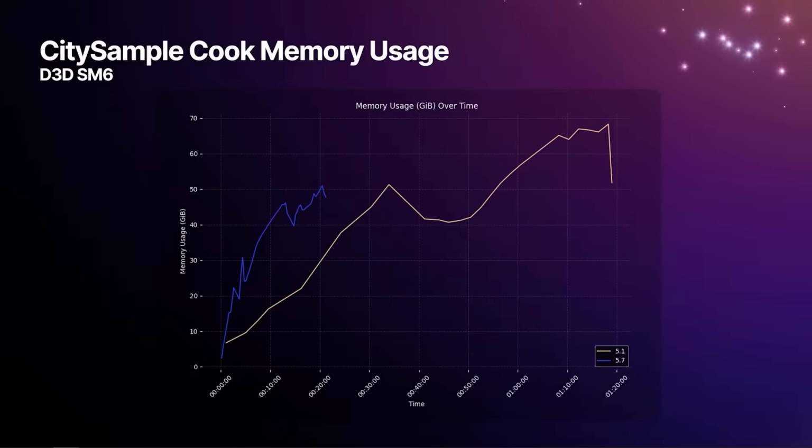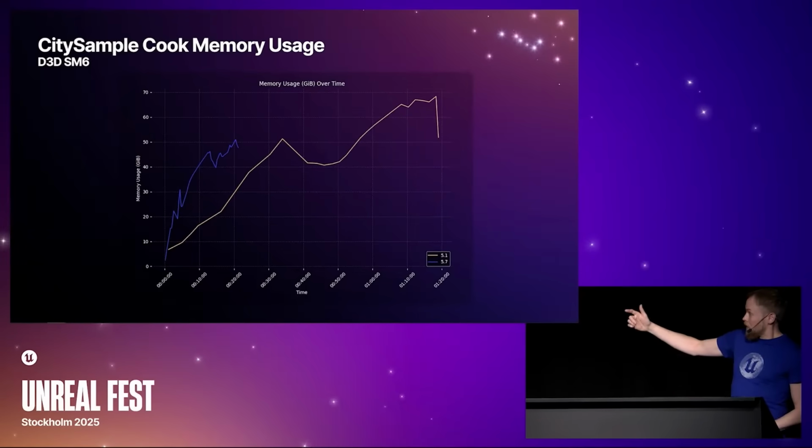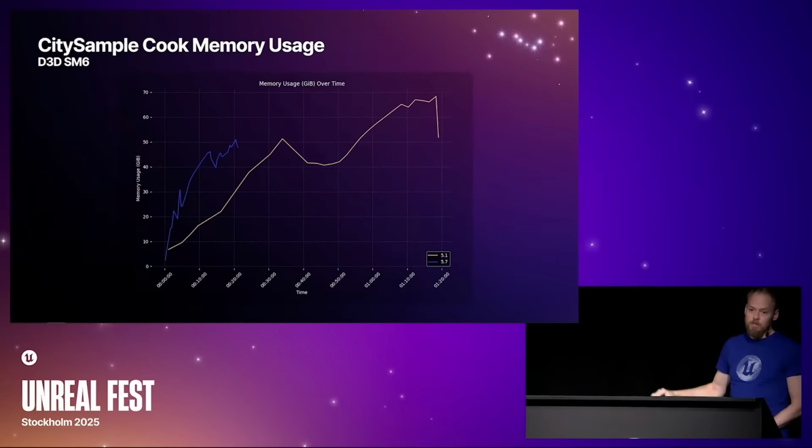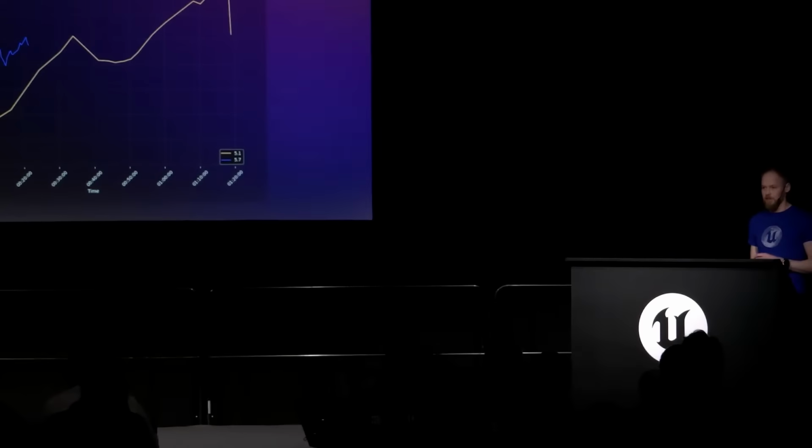I also wanted to show you a graph of memory usage over time on the same cooks. Well, not exactly the same cooks because tracing was enabled, so it extended the wall time a little bit. But you can compare memory usage before and after, and you can see basically it peaked about 20 gigabytes lower in 5.7 than 5.1. So cooks are both significantly faster and less memory intensive. And my previous measurements suggested that the shared buffer optimizations I mentioned earlier were responsible for basically most of this improvement.